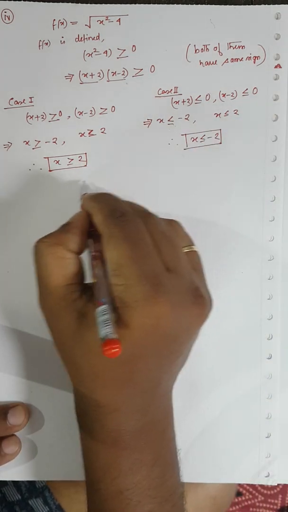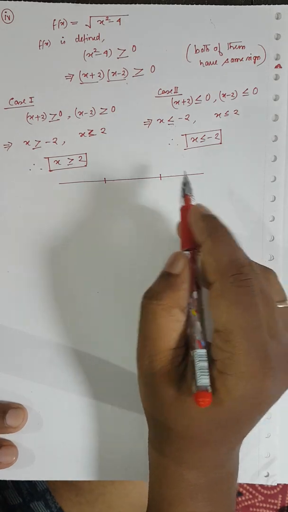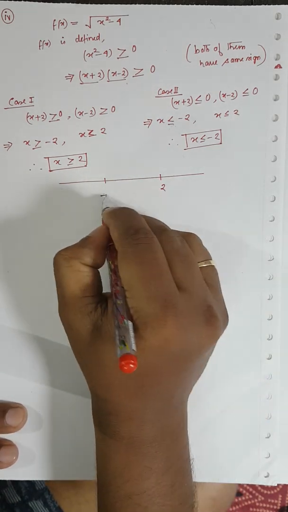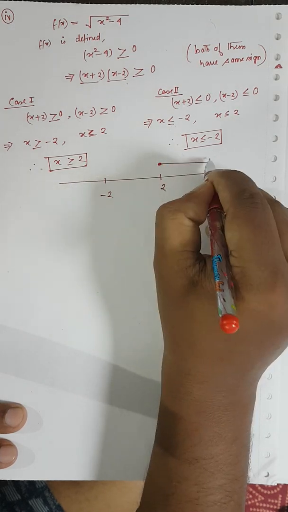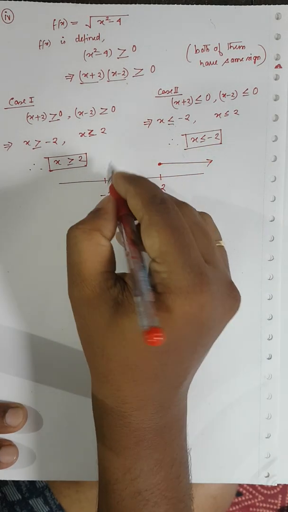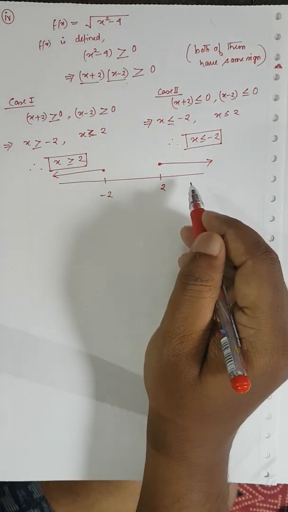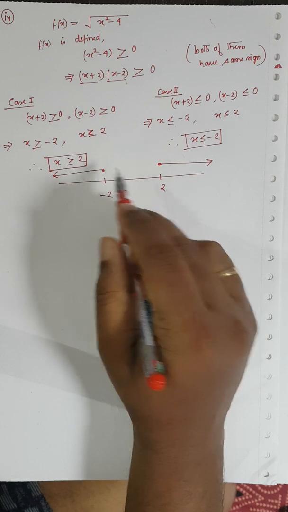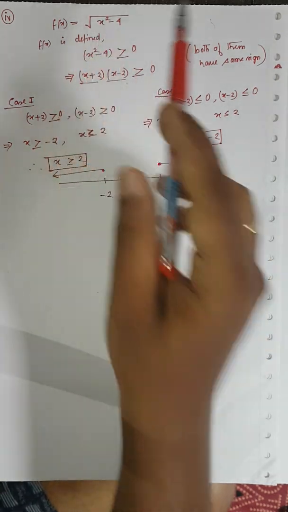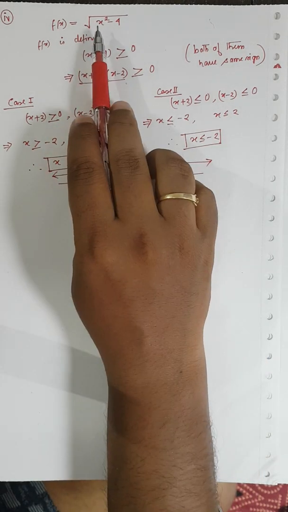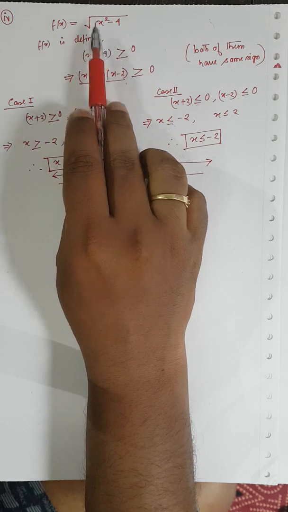So on the number line, I am getting two cases. This is plus 2, this is minus 2. First case, x is greater than or equal to plus 2, and second case, x is less than or equal to minus 2. So when x lies in these two intervals, it satisfies the given condition. If I put plus 2, it is 2 square minus 4, so it's 0. For minus 2, 2 square minus 4, 0.